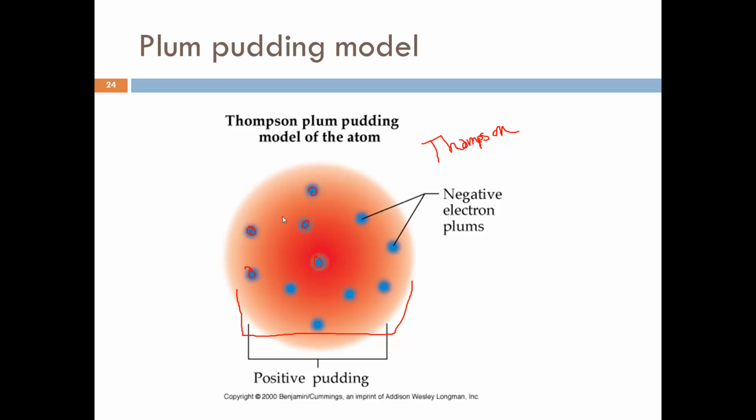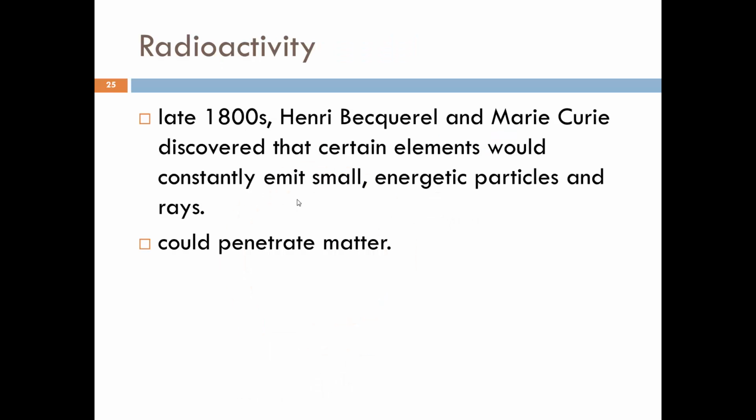In the late 1800s, Henri Becquerel and Marie Curie discovered certain elements would constantly emit small energetic particles and rays, and this could penetrate matter.